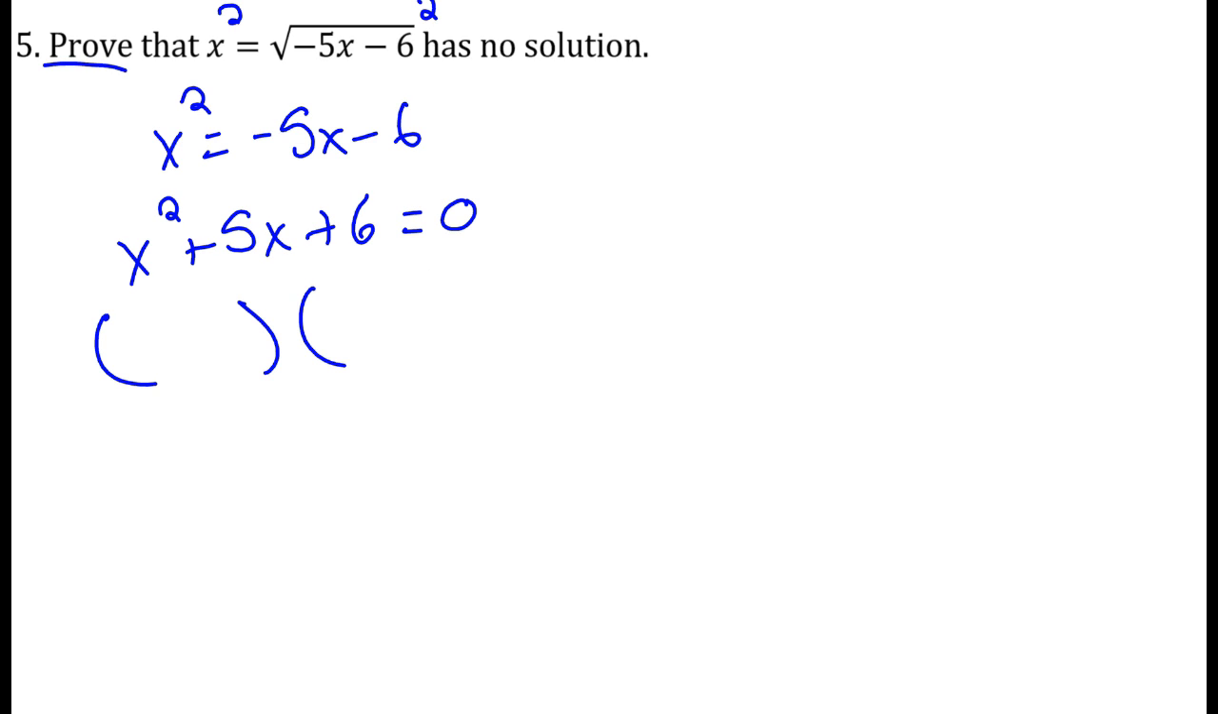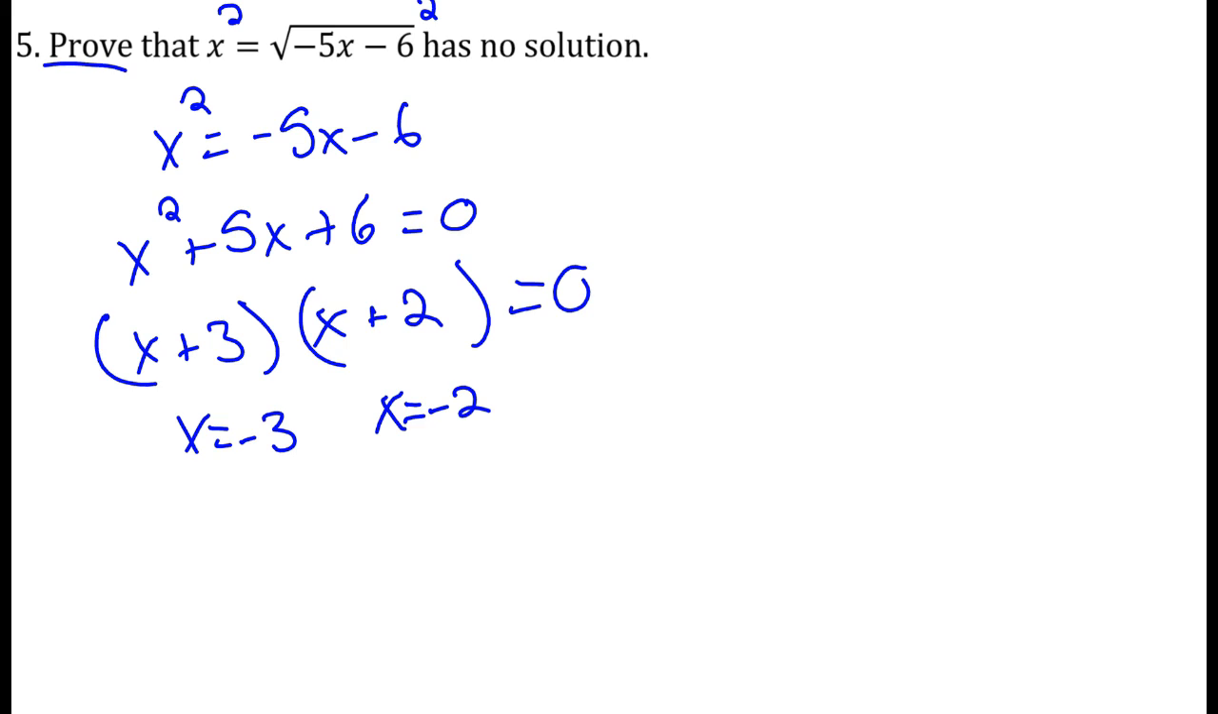It's always 5 and 6 when factoring. Hopefully by now you've figured out how to factor these and actually stop and think for a second. What multiplies to 6 and adds to 5? Plus 3 and plus 2. So once I apply the zero product property, I get x equals negative 3 and x equals negative 2.